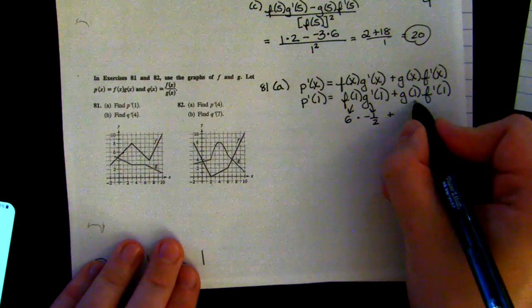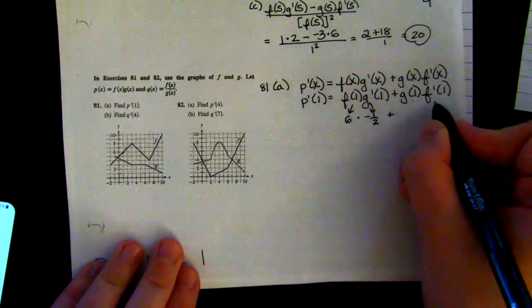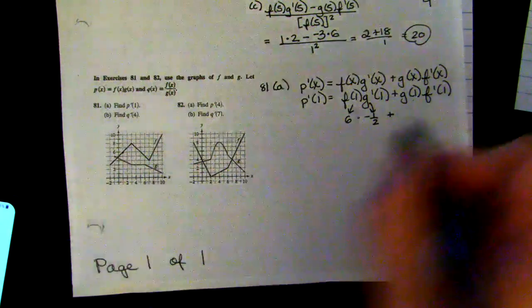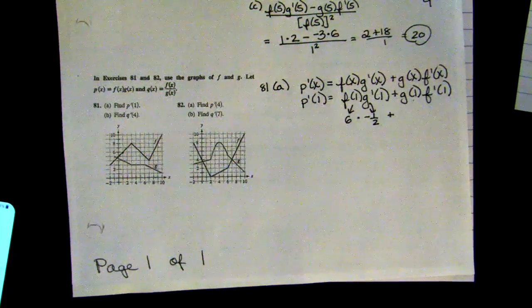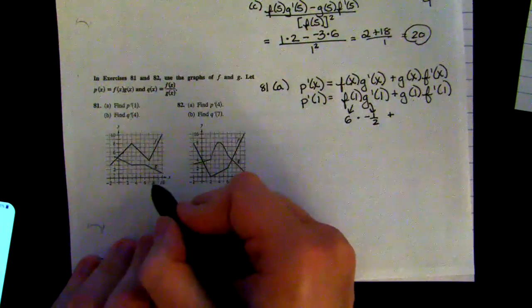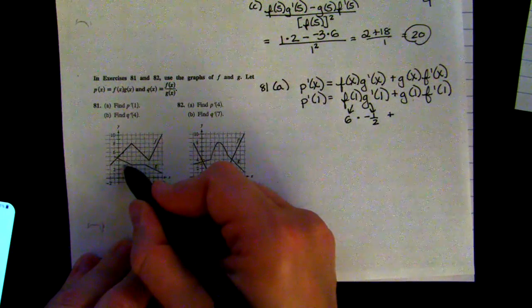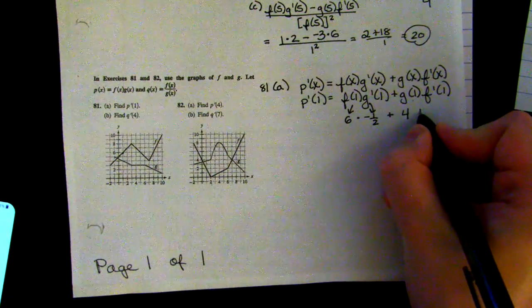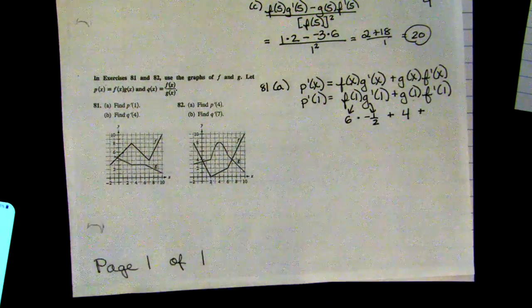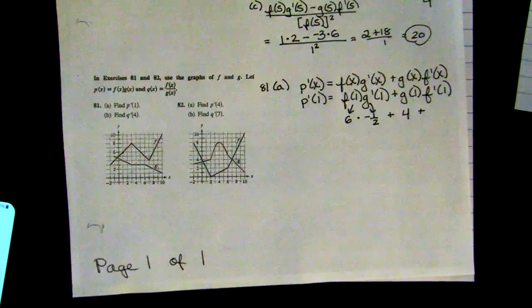Plus, g of 1 is the y value on the g function. F prime of 1 is the slope on the f function. What do you think? What's g of 1? G of 1, I think, looks like 4, I believe. And then f prime of 1, okay, your turn again. What's f prime of 1?